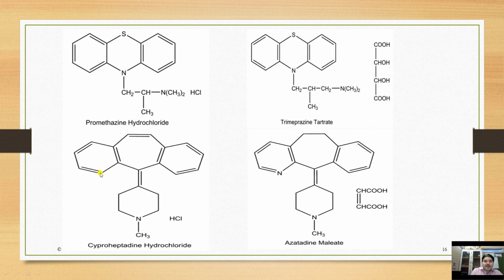So, this is the structure of promethazine hydrochloride and trimeprazine tartrate, and I have also given the structures of cyproheptadine and azatadine in this slide, because it is just a modification of the promethazine series, in which in the case of cyproheptadine the sulfur is replaced by the isosteric ethylene bridge and nitrogen is replaced with carbon. Okay? While in azatadine maleate the ethylene bridge is saturated or reduced. Okay? So, this is the basic difference between the cyproheptadine and azatadine drugs.